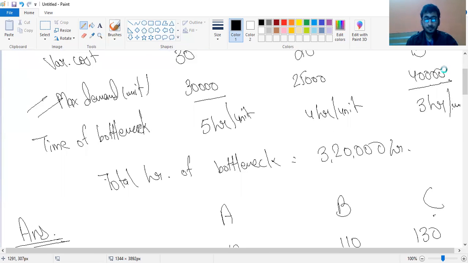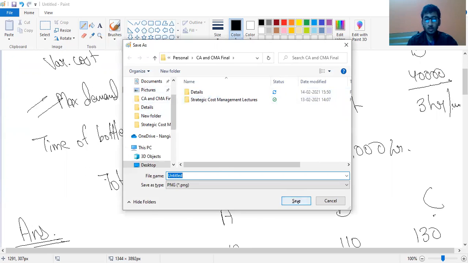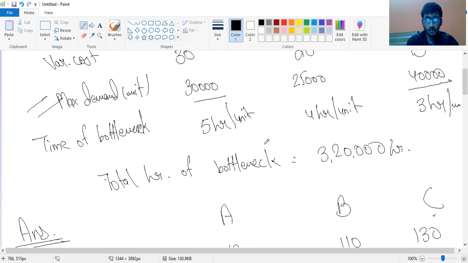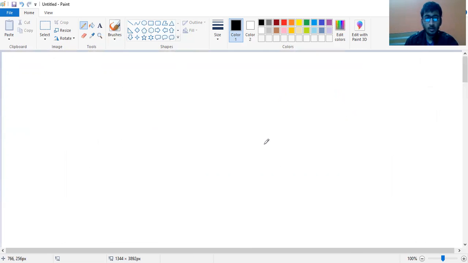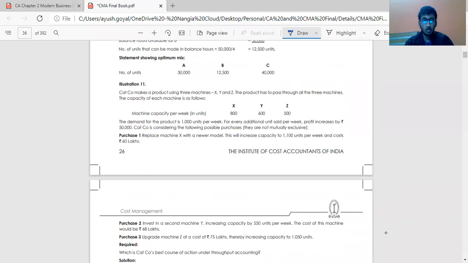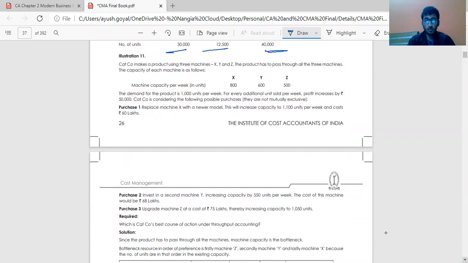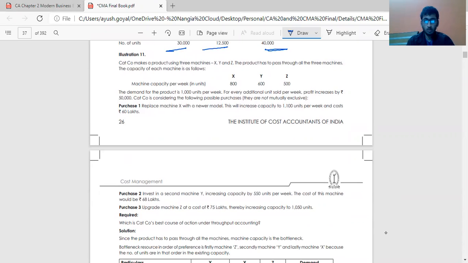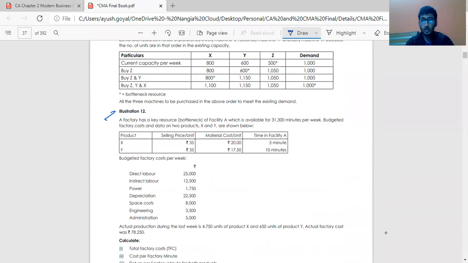Okay guys, here we are done with question number 10. Let's come to the book again. We are done with question number 10: 30,000, 12,500, and 40,000. Now I'm not going to do question number 11 because the solution is really small. You can simply check this out.